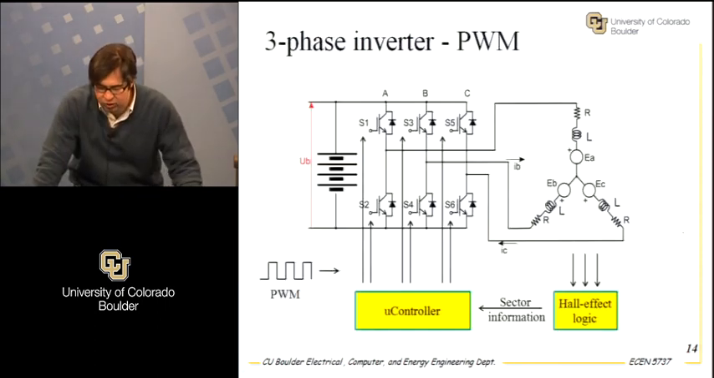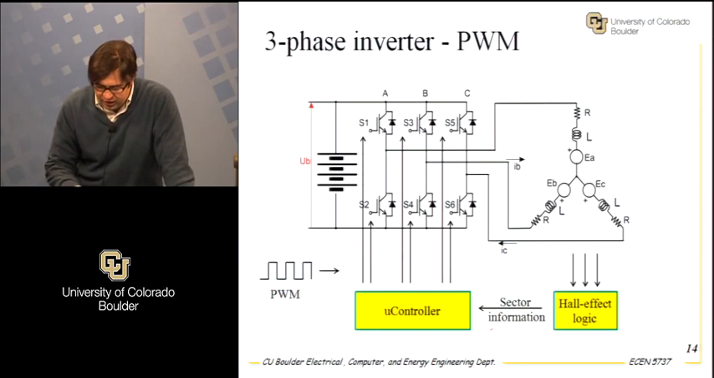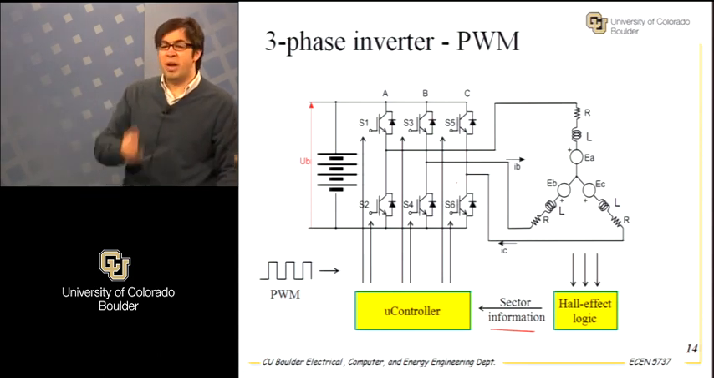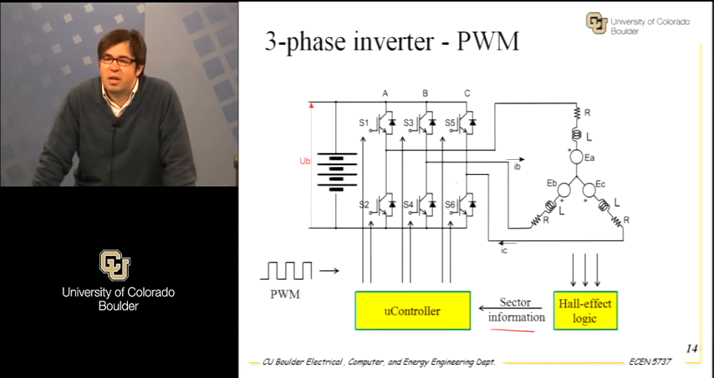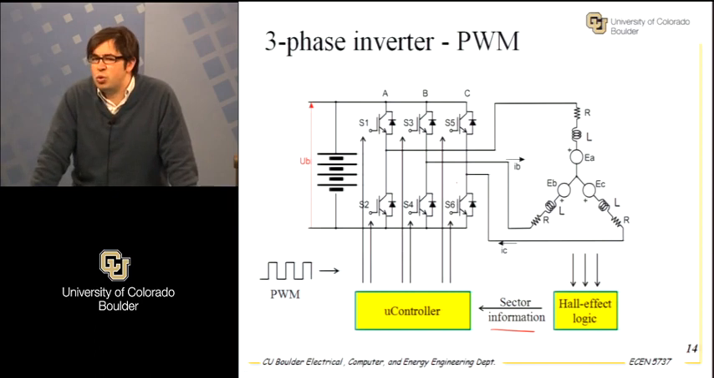So what we can do, though, is not only that we're going to have Hall effect logic that will tell us the sector information and run that through the microcontroller, which is firing the switches, but we can somehow introduce PWM. Now, that's the question from like 5-10 minutes ago about the voltage. Why are we introducing PWM? Do you remember in DC machines, whenever you wanted to change the voltage, which is essentially changing the speed of the drive, you introduce PWM.